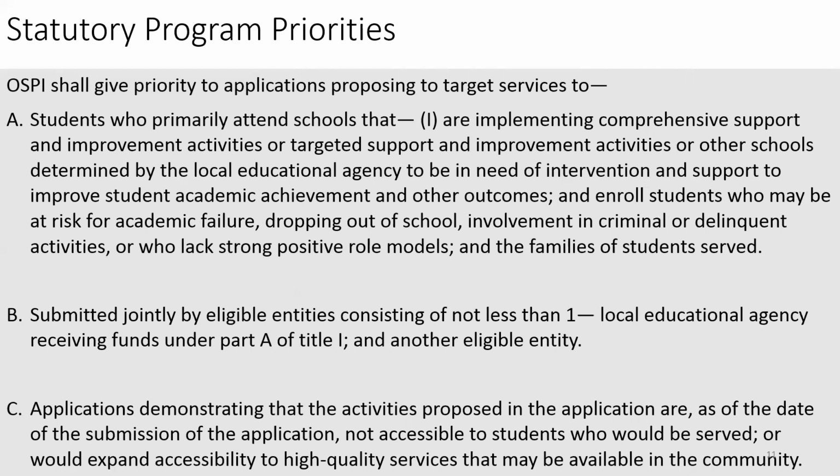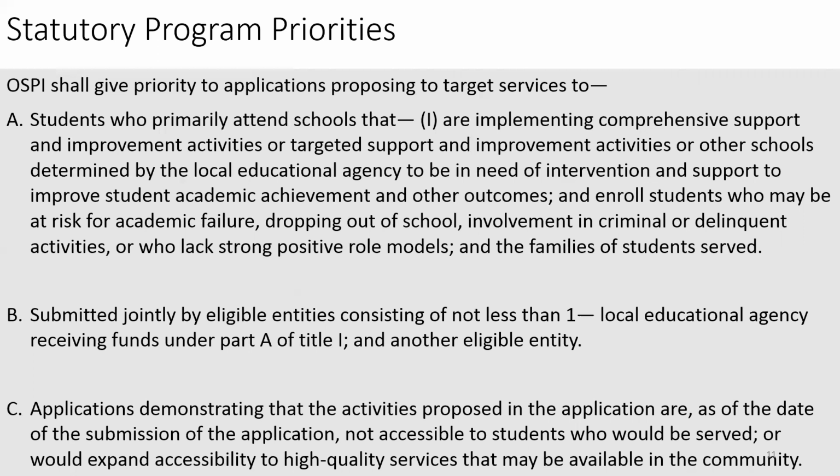It's also for schools that are receiving Title I Part A, which is the Title I schools, submitted jointly by eligible entities consisting of not less than one Title I school and local education agency and another eligible entity partner, and applications demonstrating that the activities proposed in this application are not accessible to students who would not otherwise be served.